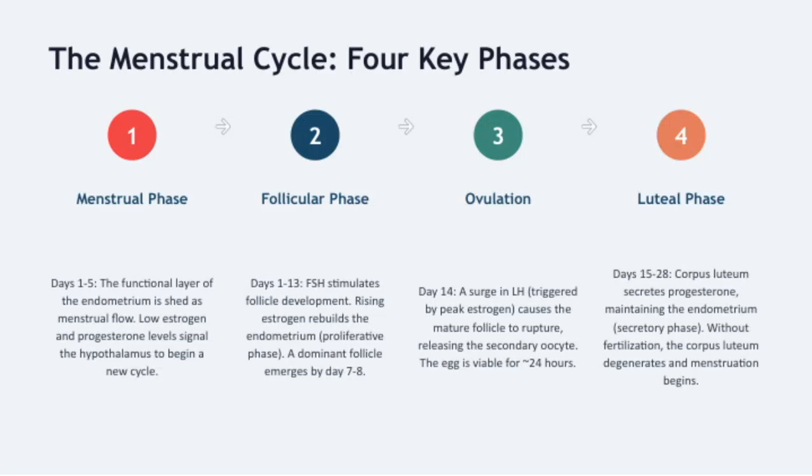Today, let's look at days 15 to 28 of the menstrual cycle, which is known as the luteal phase. During this time, the corpus luteum, which forms after ovulation, secretes progesterone. This hormone is crucial because it maintains the endometrium in its secretory phase, preparing the uterus for potential implantation. If fertilization doesn't occur, the corpus luteum begins to degenerate, leading to a drop in progesterone levels. This decline triggers menstruation, and the cycle starts anew.